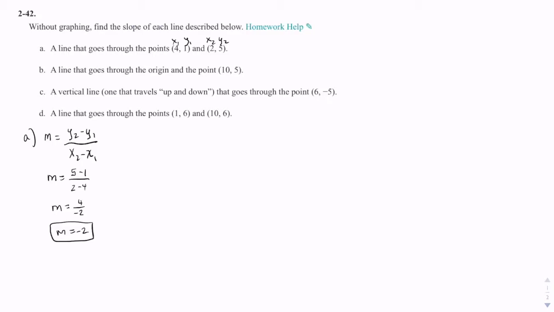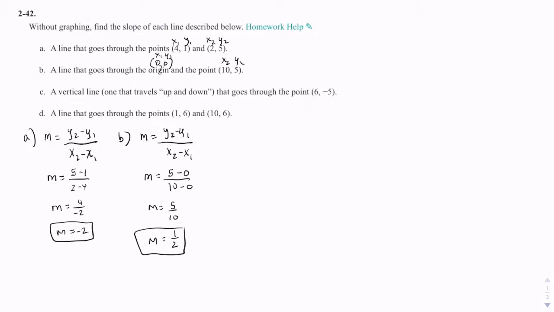For B, a line that goes through the origin, so they're telling us 0, 0. So this is x1, y1, x2, y2. So the equation is y2 minus y1 over x2 minus x1, and I'll substitute in. It's 5 minus 0 over 10 minus 0, which is 5/10. So the slope comes out to be 1/2. Both have a common factor of 5.